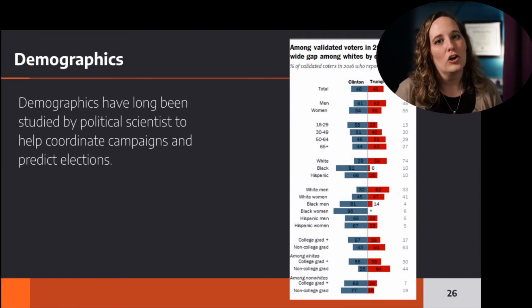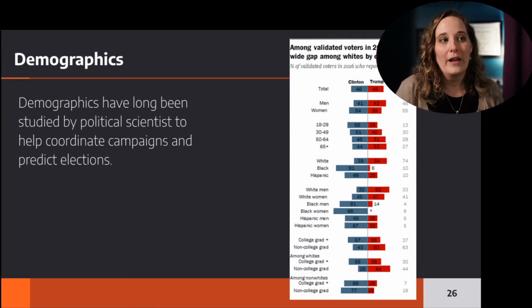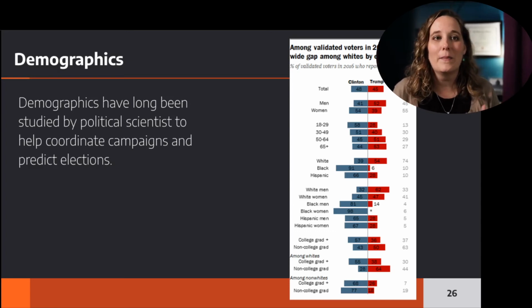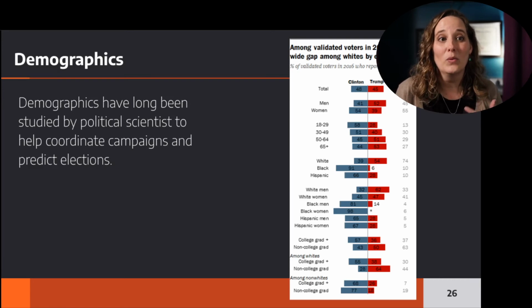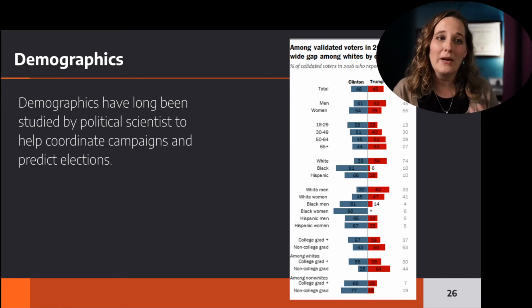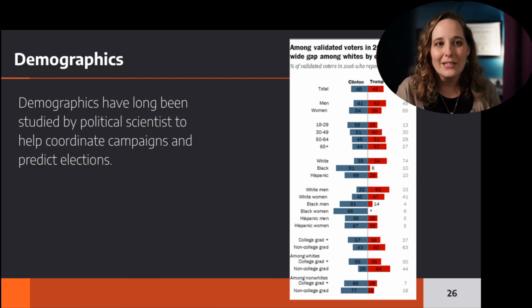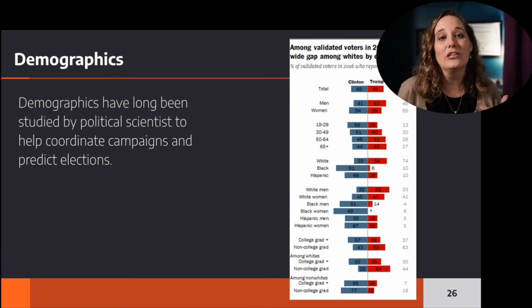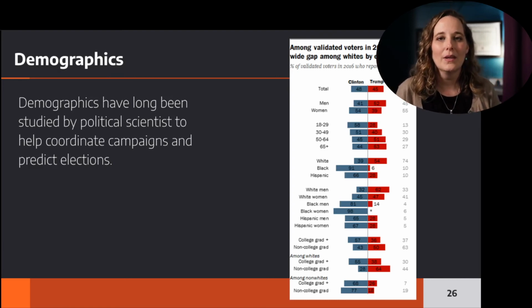Demographics can also determine voter turnout. Demographics have been studied by political scientists to help coordinate campaigns and predict elections for decades. Typically, this information is gathered from exit polls. And what political scientists have found is that older, better educated, wealthier, activists, church attendees, military veterans, these are all examples of voters who tend to show up in high numbers.